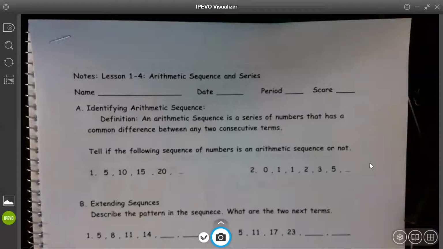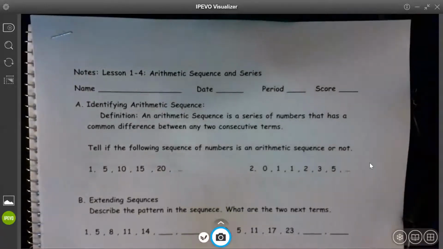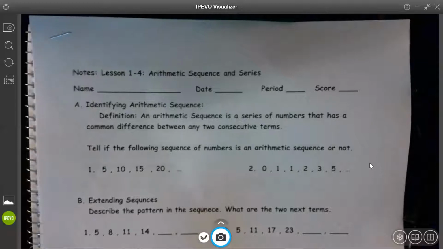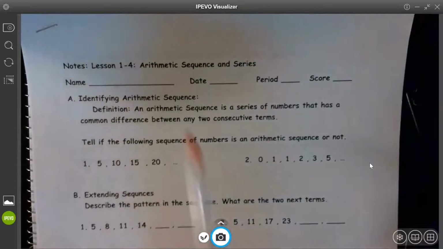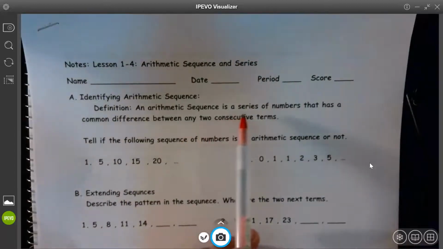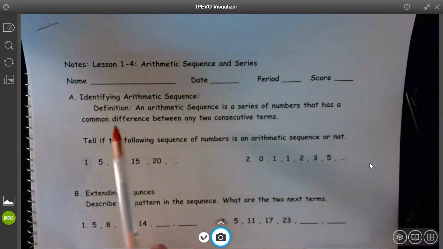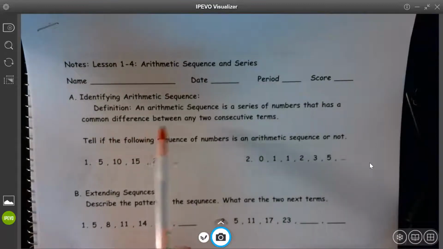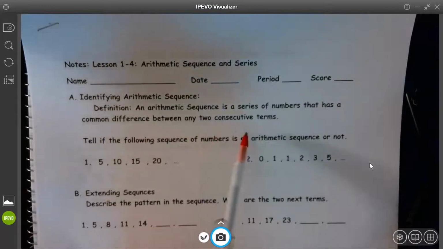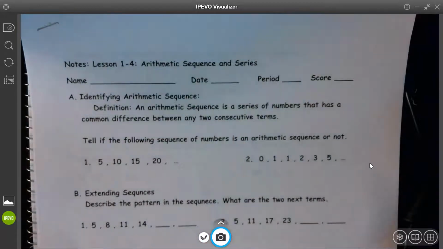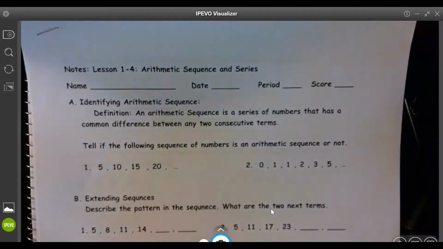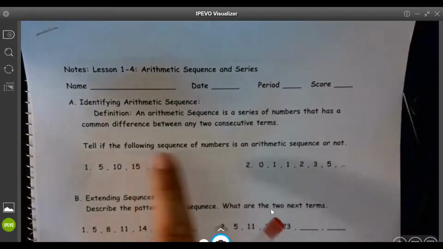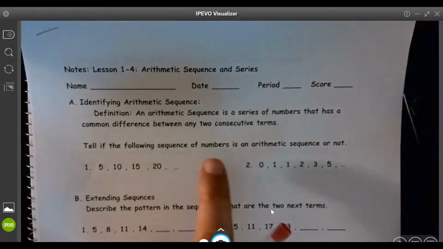This one is lesson 1-4, arithmetic sequence and series. So it says here, an arithmetic sequence is a series of numbers that has a common difference between any two consecutive terms. So let's try to illustrate that with the following examples. Tell if the following sequence of numbers is an arithmetic sequence or not.